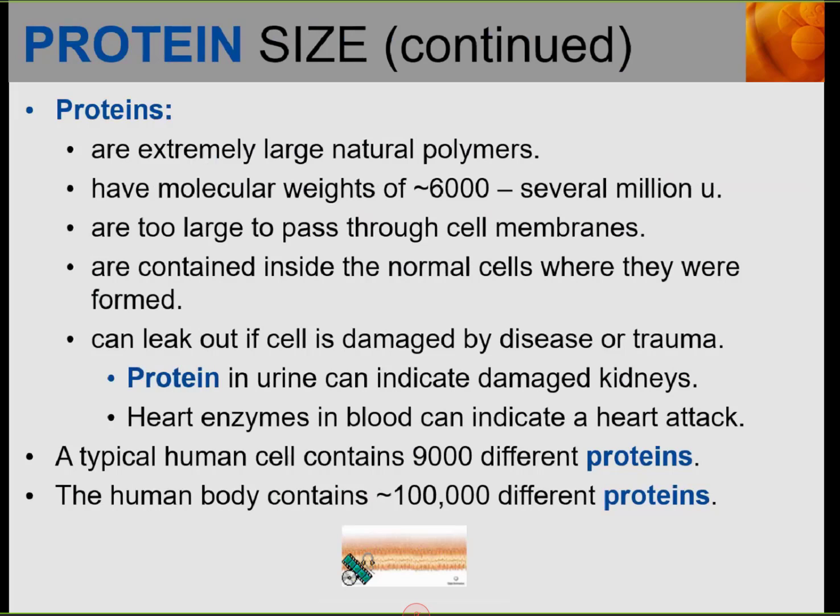So proteins are very large, naturally occurring polymers. They have huge molecular weights. One molecule can have a weight of 6,000 to several million. They're too large to pass through cell membranes, so they're contained inside normal cells. And if they leak out, then you have a medical problem. Protein in the urine indicates a problem with your kidneys. Protein in blood indicates a problem with your heart.